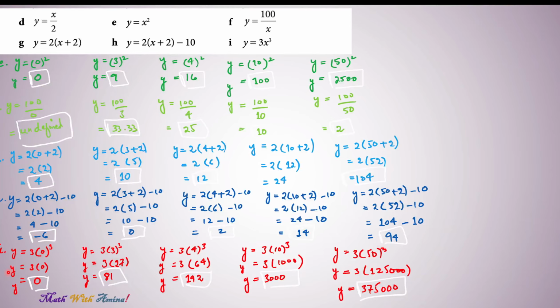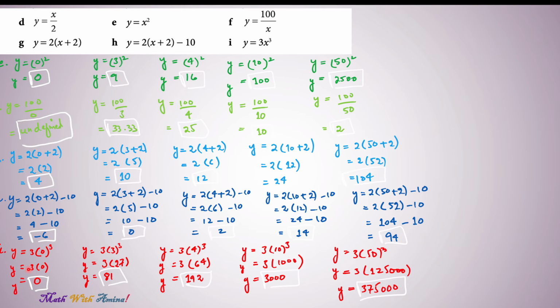The last equation is y is equal to 3x cube. So in here again, as a first step, we replace the variable with its value. It would become 3 multiplied by 0 cube, 3 multiplied by 3 cube, 3 multiplied by 4 cube, 3 multiplied by 10 cube, 3 multiplied by 50 cube.